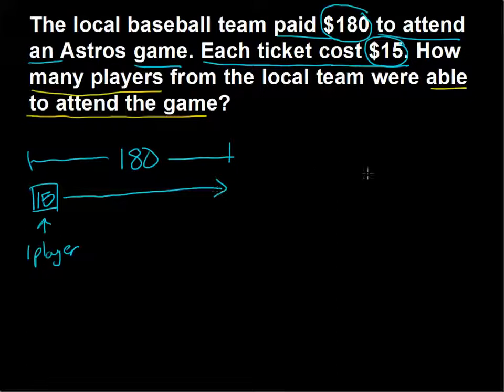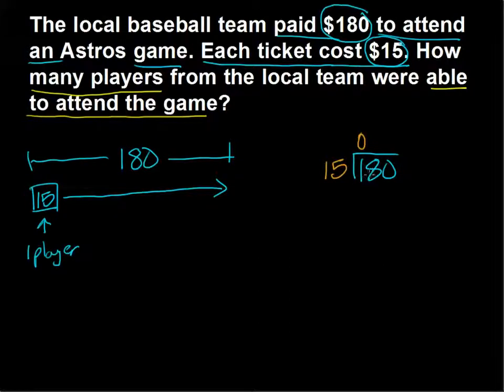So I'm going to proceed and divide, again using a long division. 180 is our total amount of money that they paid, so that's going to be our dividend, or the number inside the house. We also know that each ticket costs $15. That means that that's going to be our divisor, or the number that we're going to divide by. Again, we're going to ask ourselves, how many times does the 15 fit in the 1? We know that that's 0.